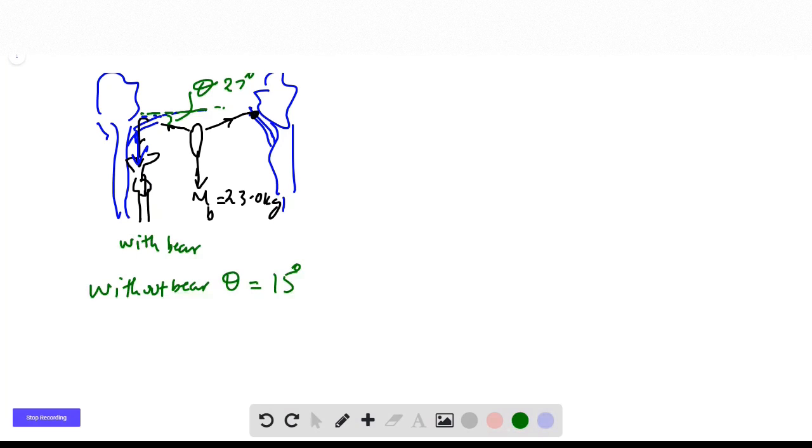Also, with the bear, the tension T is doubled. Okay, so it's almost like you have T naught without the bear, and then with the bear you have T, but then T is twice T naught. That's how you're seeing the problem, because this tension right here is double as you hang downwards.